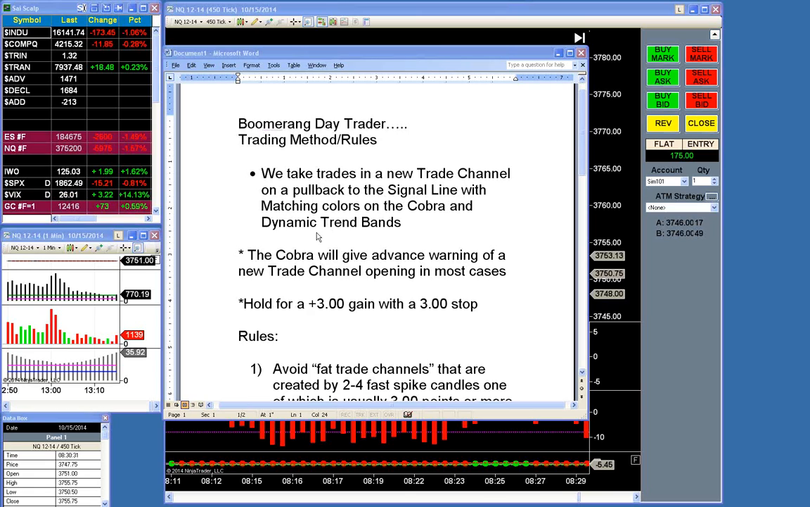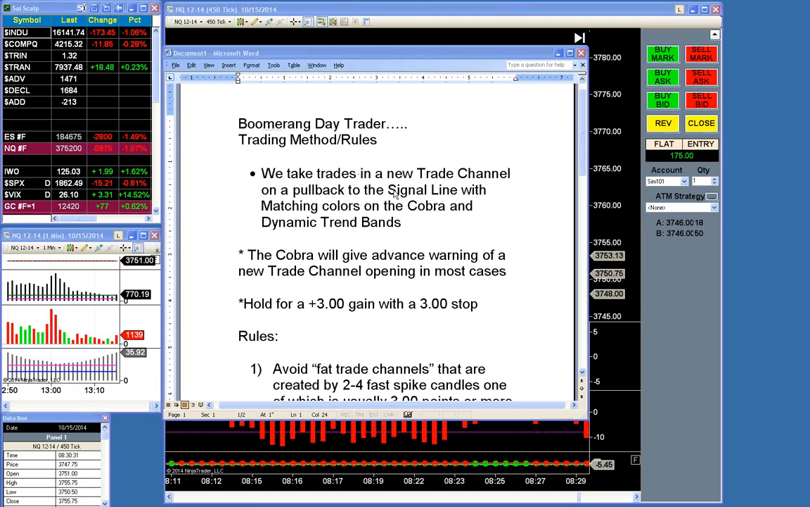The idea is that when you do this, in most cases, the prices are going to have crossed over dynamic trend band number 2. On the older Boomerang, we would wait for the rim of the trade channel to cross dynamic trend band number 2 and everything, but with the enhancement of the dynamic trend bands, the use of Cobra, the same exact trade channels, I've added one other feature which I'll show you a little bit later, but this is all you need to do.